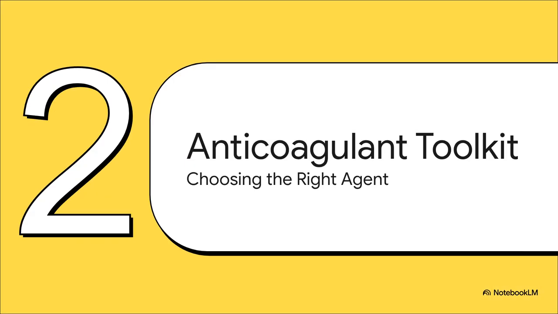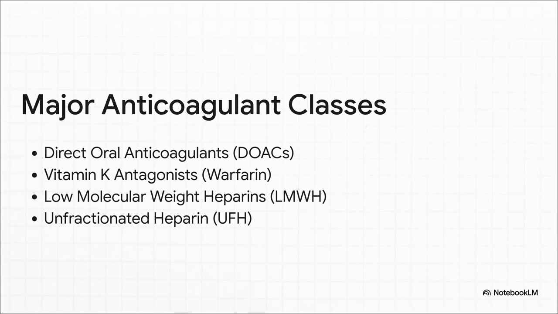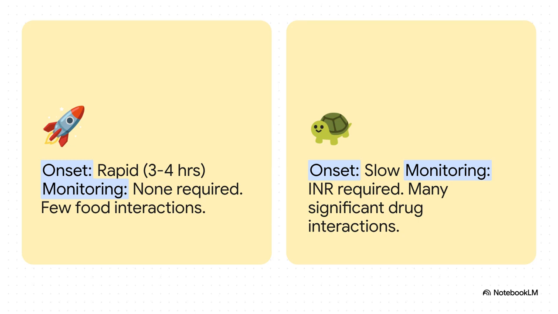Okay, so now we get the challenge. Let's talk about the tools we have to fight it. This is your anticoagulant toolkit, and it's all about choosing the right agent for the right patient. Inside that toolkit, you've basically got 4 major classes of drugs to work with. The DOACs, good old warfarin, the low molecular weight heparins, and unfractionated heparin. Each one has its own quirks and personality, so picking the right one is where the art of pharmacy really comes in.